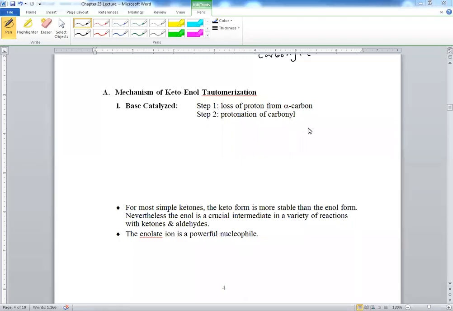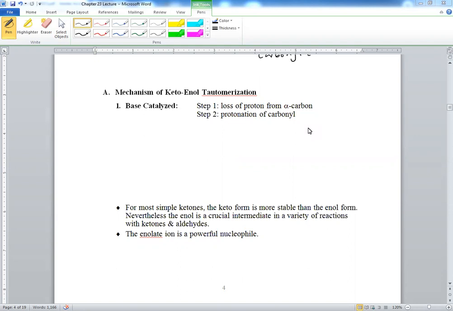Mechanism of keto-enol tautomerization. So how do you initiate the reaction? In order for the reaction to take place, you need to have an enol or an enolate. So enolate is the negatively charged carbonyl alpha carbon.